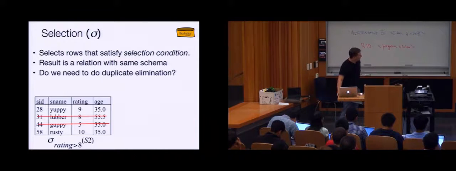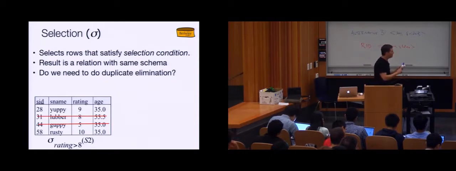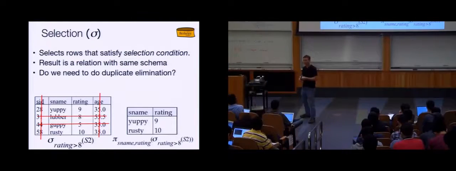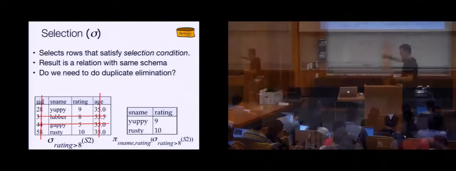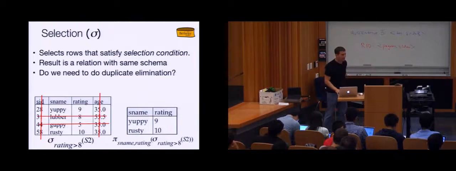Here's a query that takes that selection, rating greater than 8, and projects it to sname, comma, rating. So it's going to throw out those columns, leaving us with those two things. And so you can see how a combination of selection and projection can let us zoom in on certain cells, so to speak, of the table, and put them together. We have the ability to cross out rows, and the ability to cross out columns.